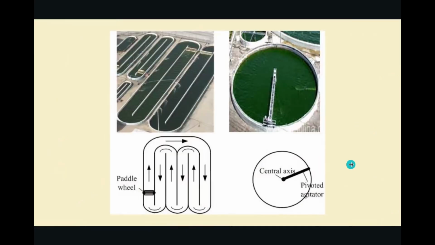These are examples of open pond systems. This is a raceway pond. A raceway pond allows for flow all the way across the pond. This is a stirred pond. It uses a paddle, as you can see here, and it turns and stirs the water in a circular movement.